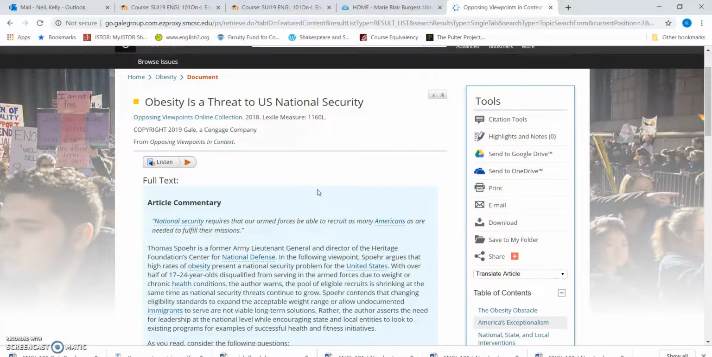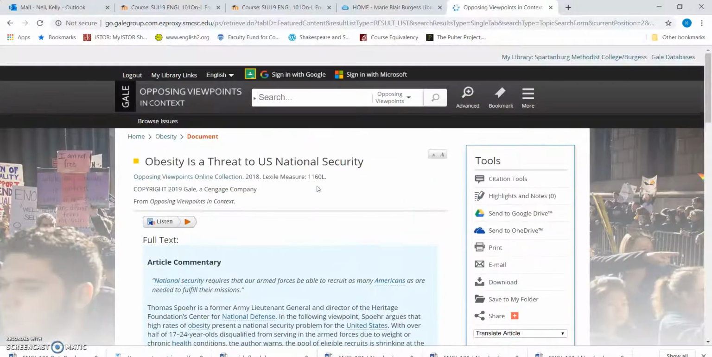So I return to the Opposing Viewpoints in Context database. This is the one that I showed you in the second library orientation that you just watched. I'm still searching my topic relating to obesity for my paper. I found this article in the viewpoints category. It looks like something I might want to use in my paper. So I'm going to use this to summarize. So let's talk about the 5 steps to make an effective summary.